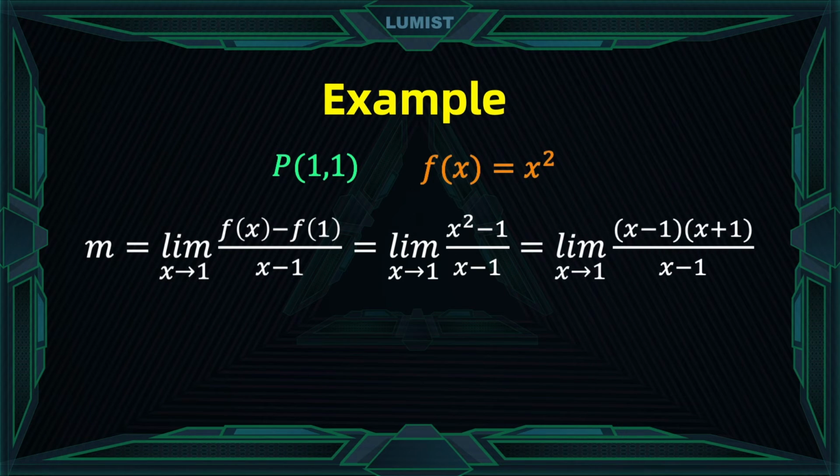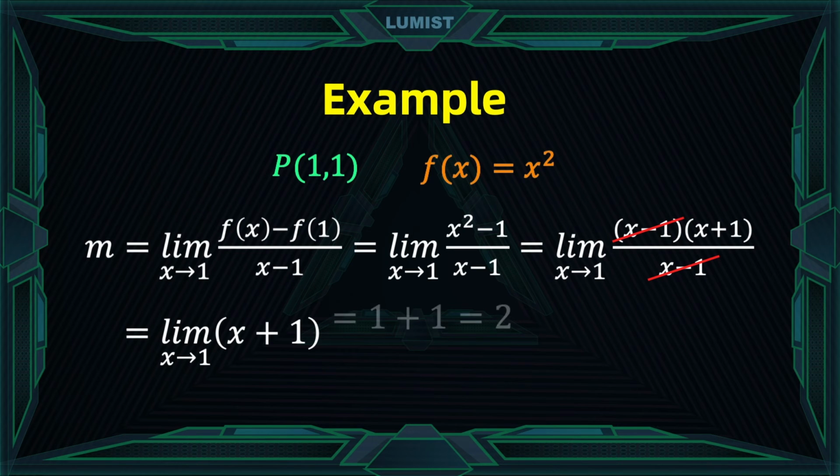So I factor out the numerator, and I see that x minus 1 and x minus 1 cancel out. And in the last step, I have the limit of x plus 1 as x approaches 1. So the solution, or the derivative, or the slope of the tangent line at the point 1 and 1 is just 2.